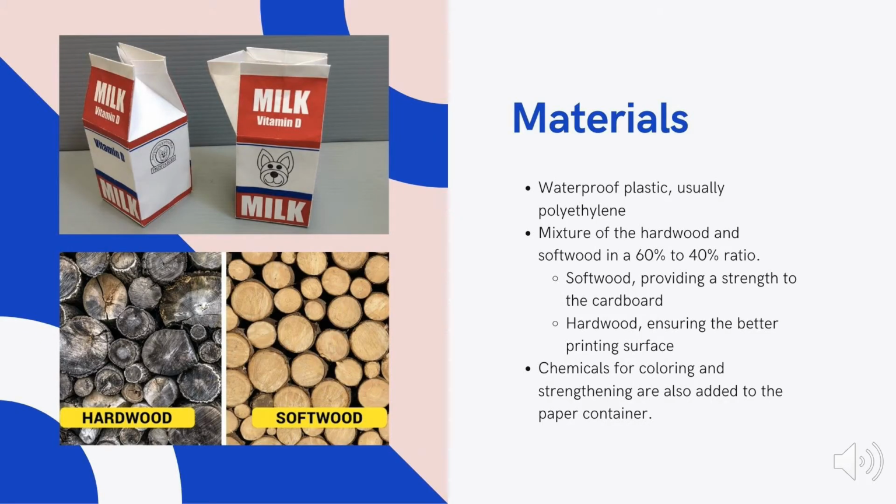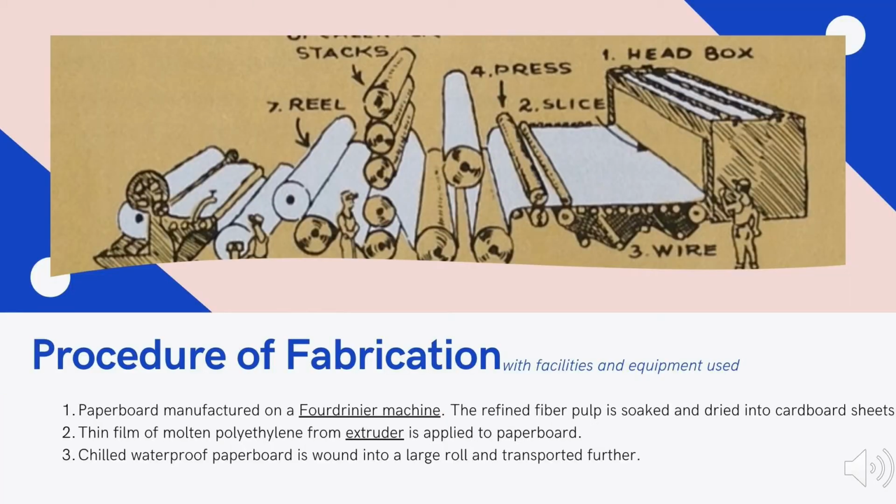The base of the carton itself is made of a mixture of hardwood and softwood in a 6:4 ratio, coated by waterproof plastic, usually polyethylene, as well as some chemicals for coloring and strengthening. Let's proceed to the fabrication methods used in manufacturing the carton boxes.